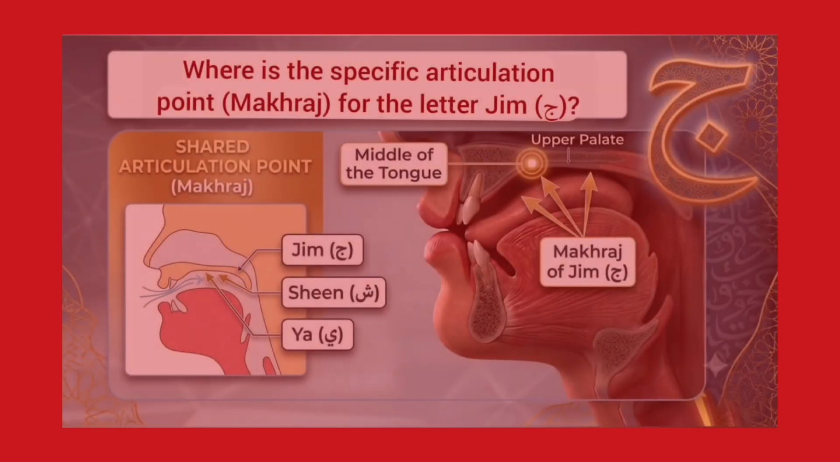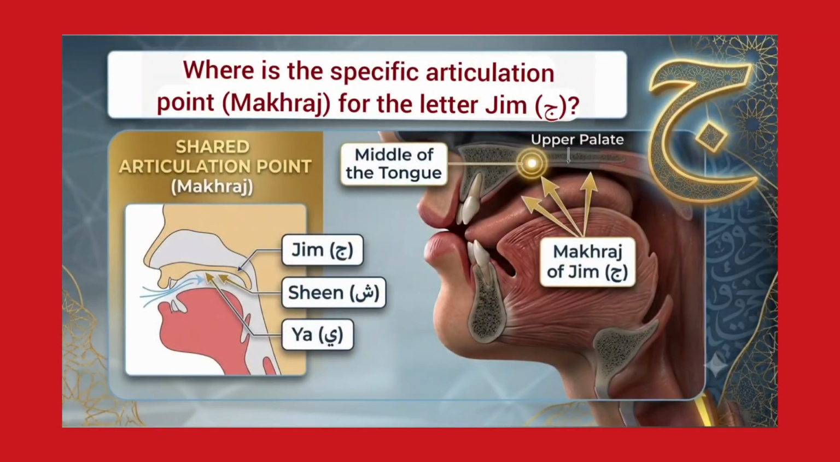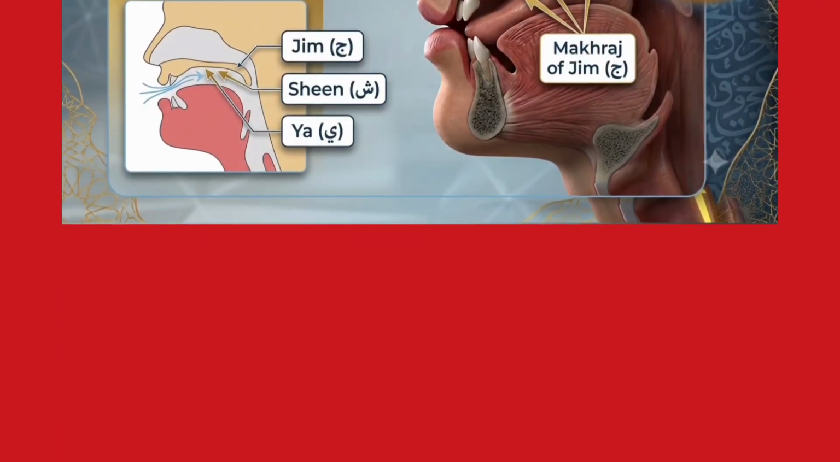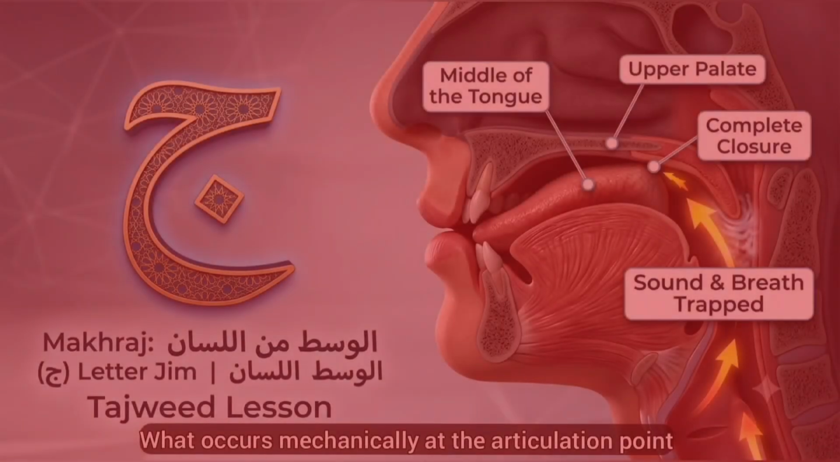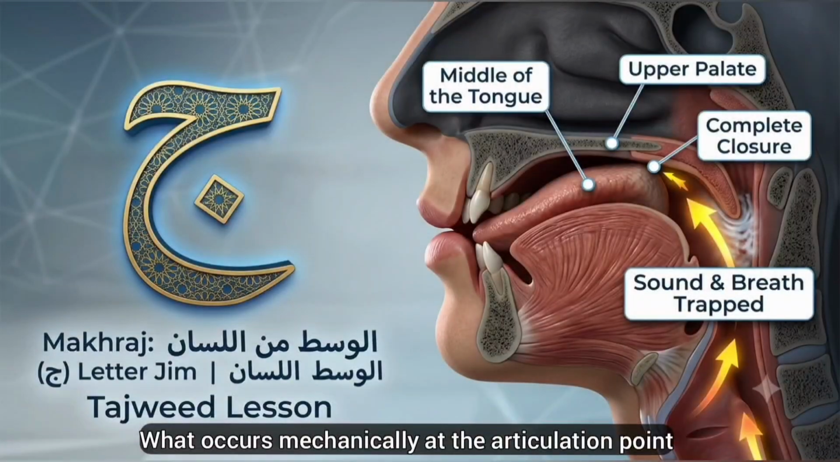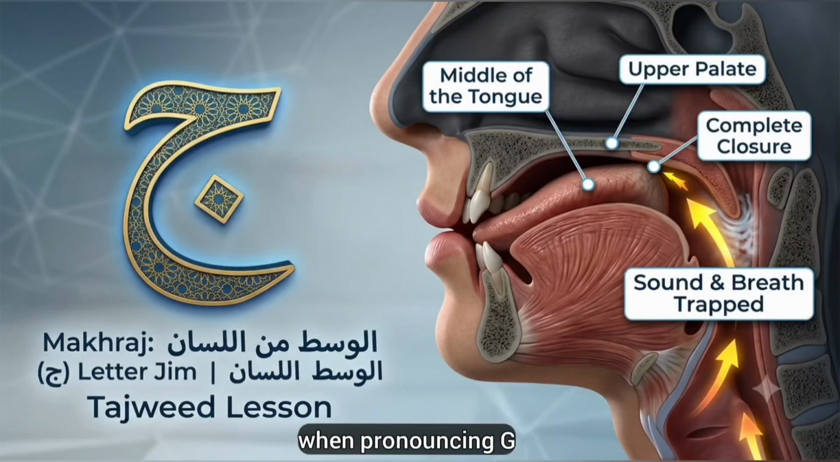Where is the specific articulation point, Makhraj, for the letter Jeem? The letter Jeem is articulated from the middle of the tongue when it meets the upper palate. This specific area is called the middle of the tongue, with what lies opposite it from the upper palate. Try to say aj.